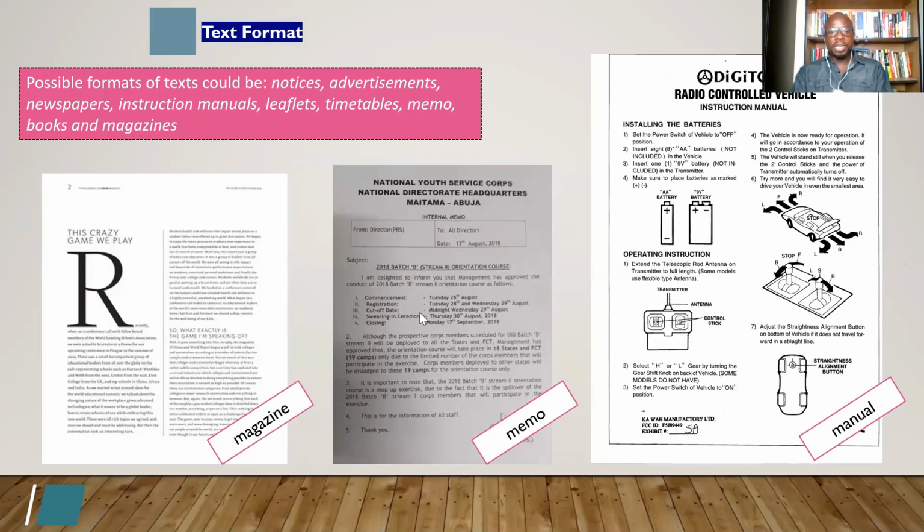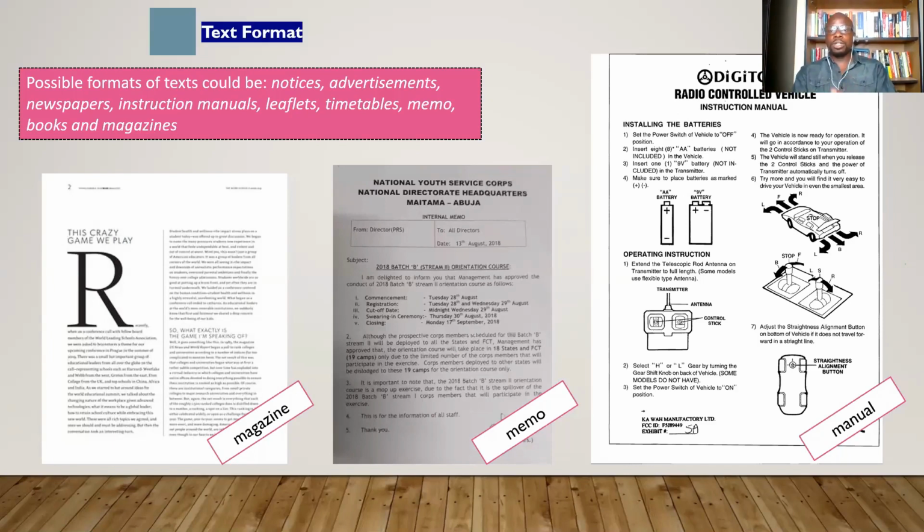Like in this, for example, you have the commencement date for the 2008 Batch B Stream 2 orientation course, the registration date, the cutoff date, the swearing-in ceremony, the closing ceremony. These are information inside the memo, and they can use that, for example, to ask a number of questions. And again, they are not restricted to any subject. They can ask from any discipline, from anywhere.